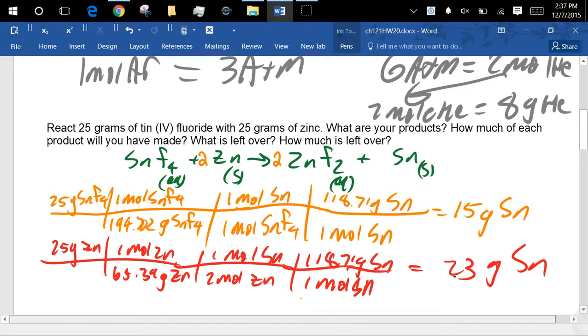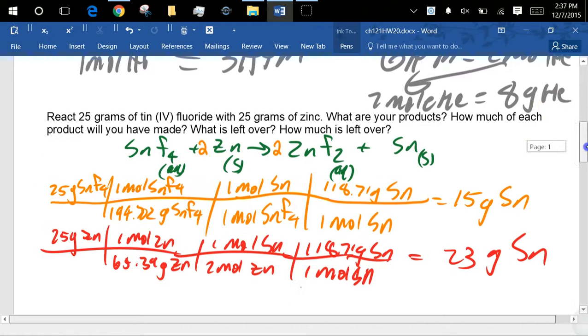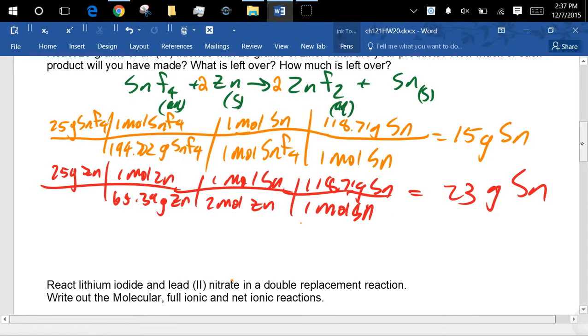Tin fluoride is my limiting reagent. So in this particular problem, when this is over, I'm going to have 0 grams of tin fluoride. I'll have some leftover zinc. I'll have 15 grams of tin in the container. So what I need to know is how much of that zinc fluoride is going to be made.